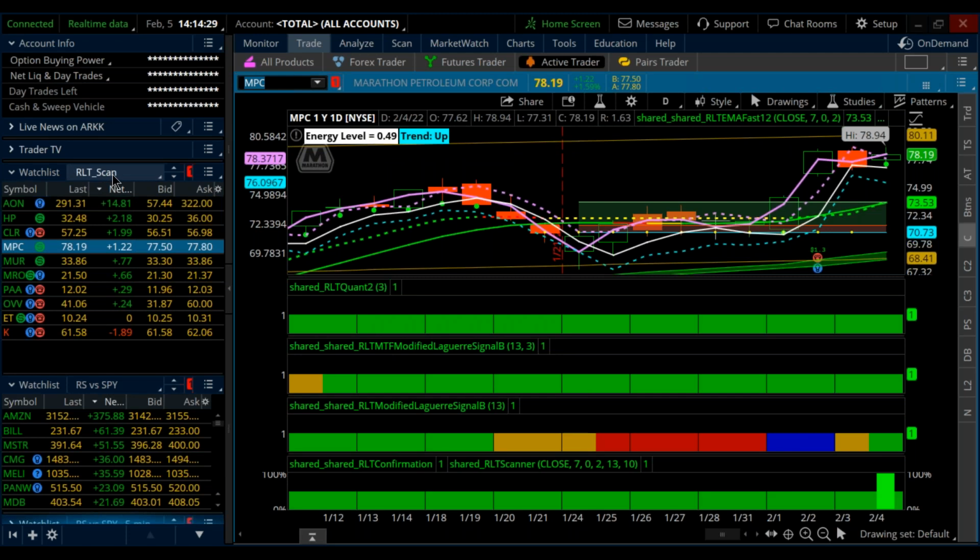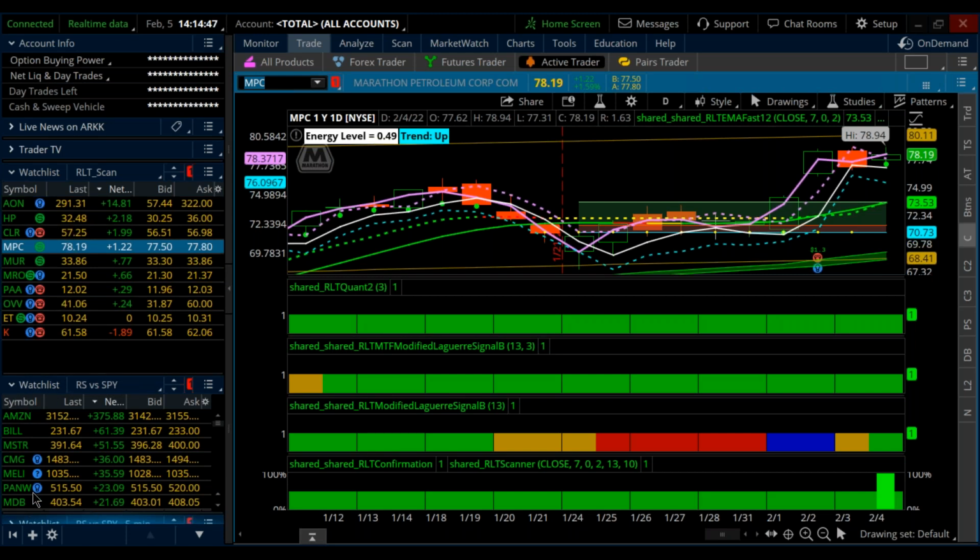If I'm trading 5-minute, I have an RLT 5-minute scan that I'd be running during the day for intraday trades. If I was looking for swing trades, overnight trades, I would use the daily RLT scan, which is this one right here. And this is a relative strength versus SPY, and you can have that scan running at the same time.